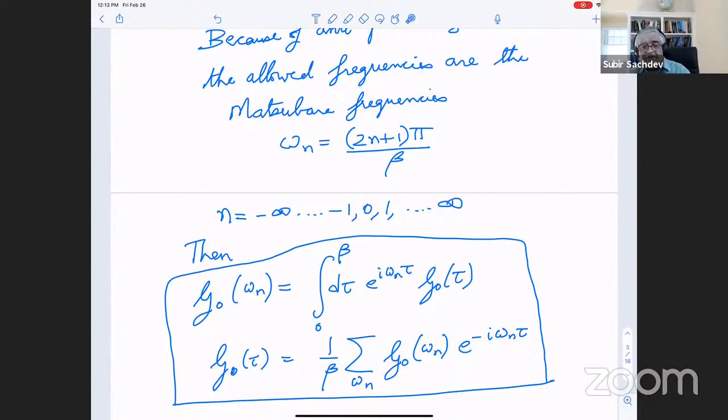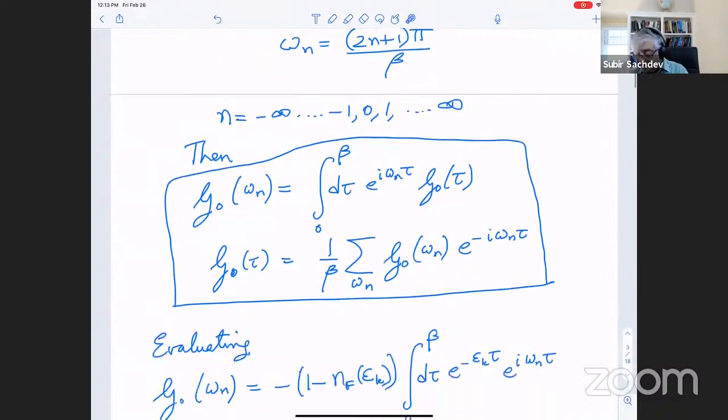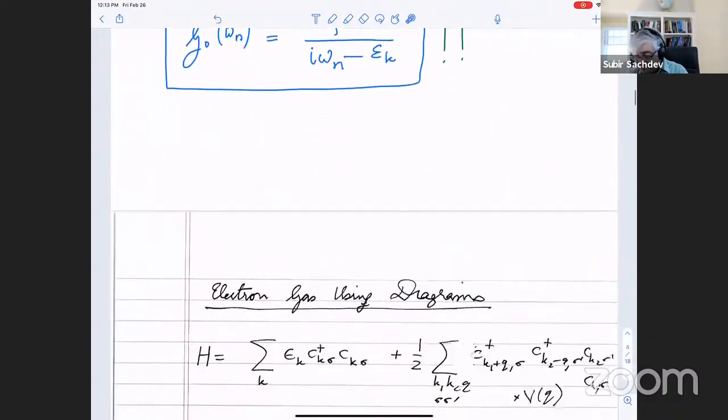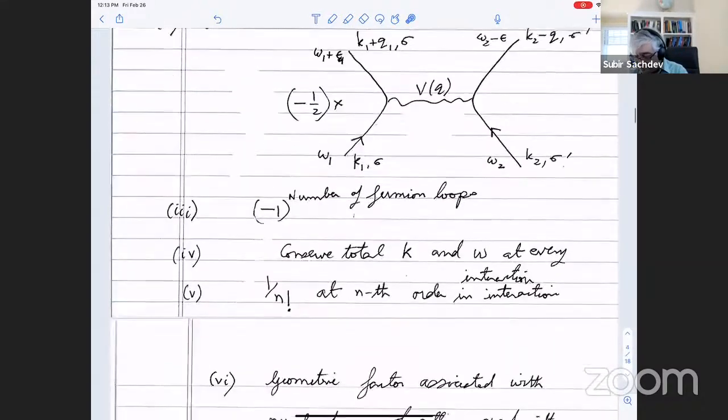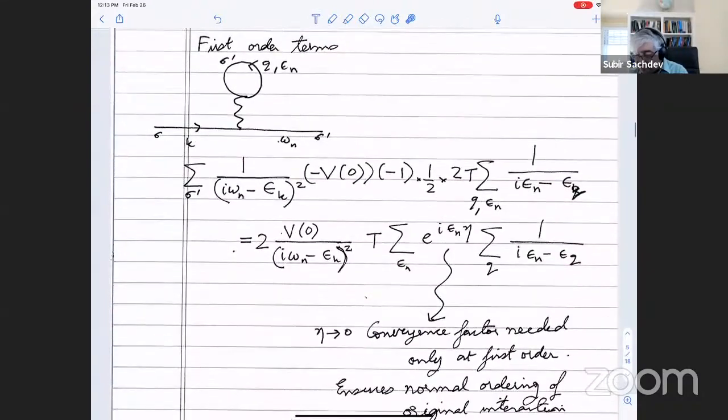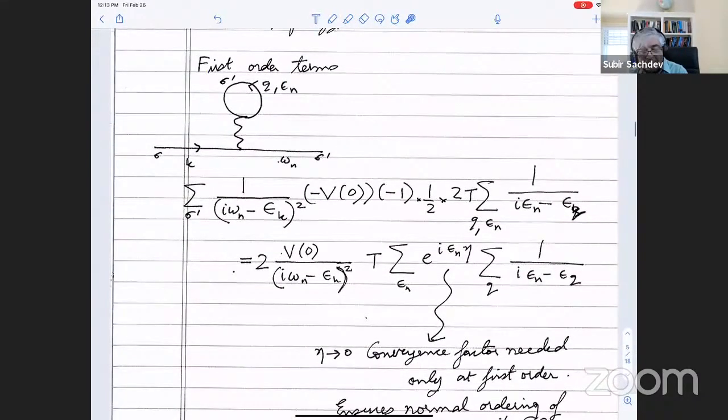All right, so now you know all the rules, and now it's just a matter of implementing them and doing many integrals and summations and so on. Okay, so let's do a few. So let's evaluate. So these are the same statements here. Let's evaluate the very first term in the electron Green's function, which involves an interaction.